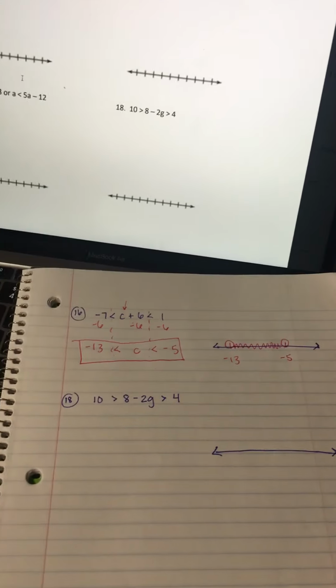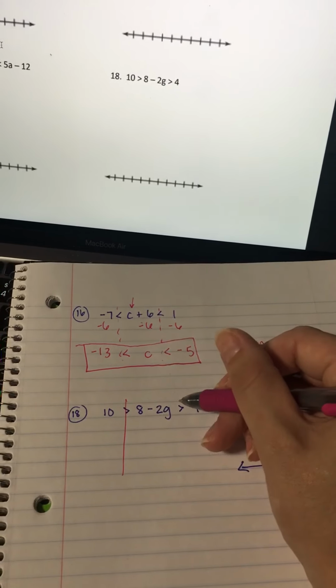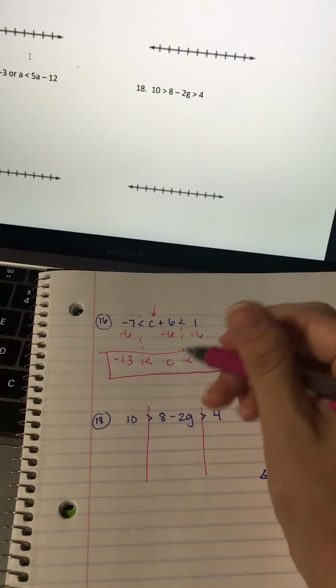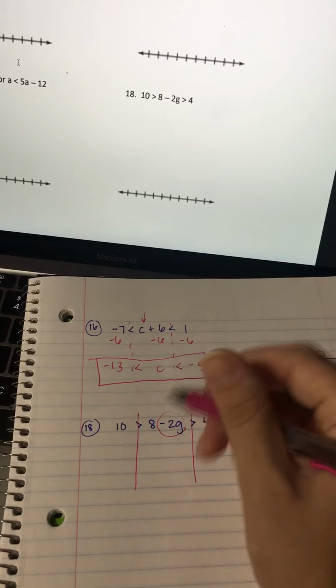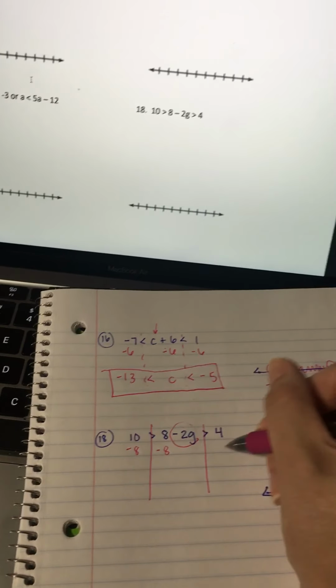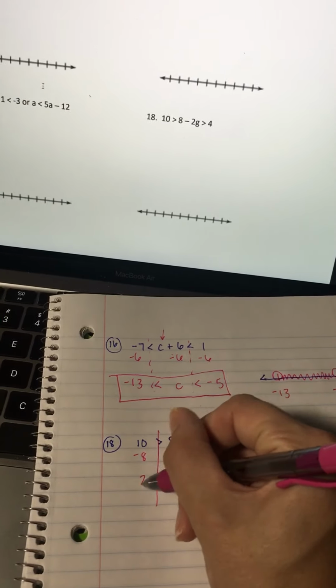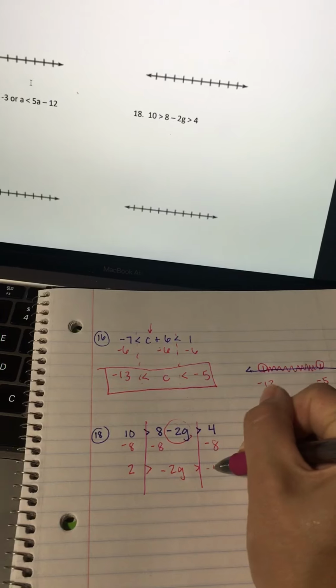And then 18 is going to work the same way. This time, though, in between our two signs, we need to get rid of the 8 and the negative 2. So think about your love bubble just like we normally would. That's your love bubble. So to get rid of a positive 8, we need to subtract 8. Just don't forget to do it to all three sides. So we have 2 is greater than negative 2g, which is greater than negative 4.